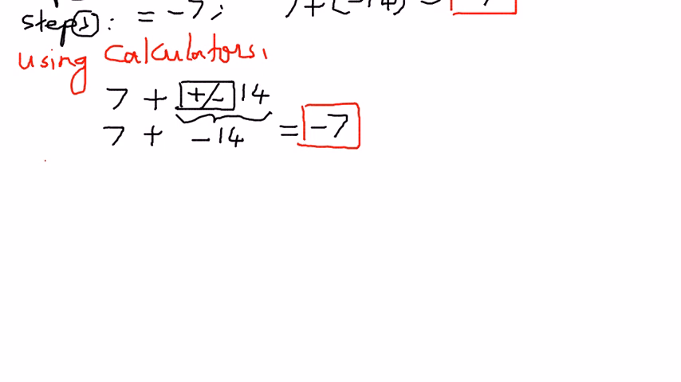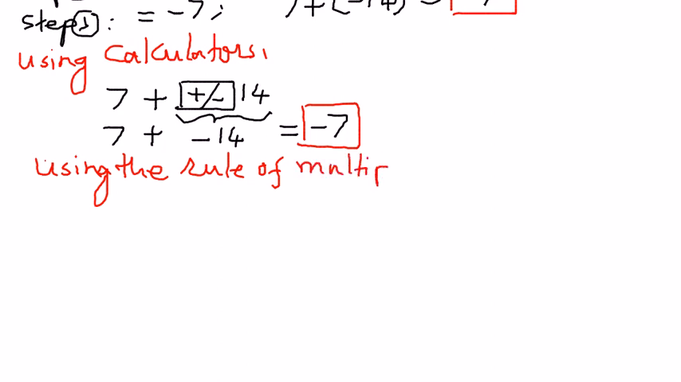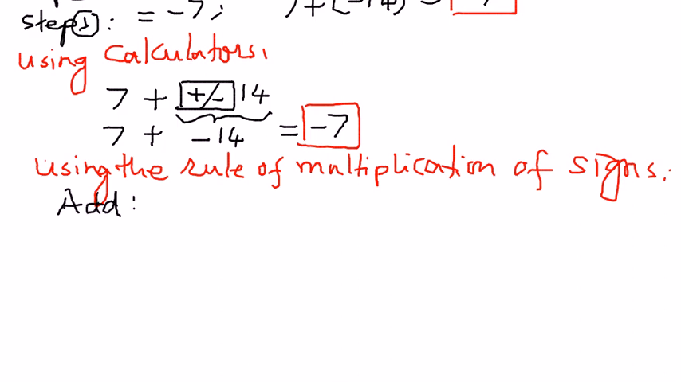There is a third method which I want to show you, and this is using the rule of multiplication of signs. So how does this process work? This is as follows. In here, we are going to add these two numbers, 7 plus negative 14.